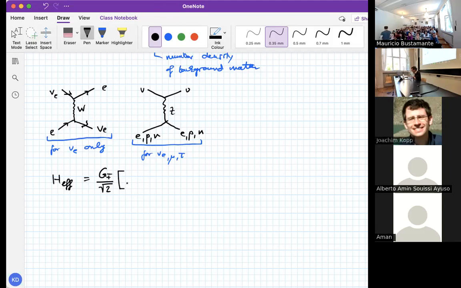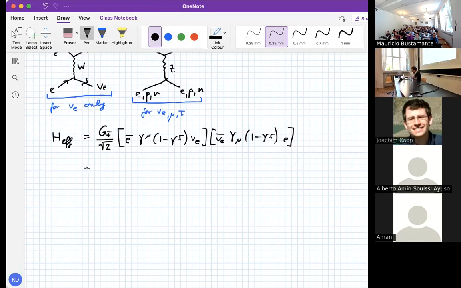So the effective Hamiltonian after integrating out the W reads e bar gamma mu (1 minus gamma 5) nu e times nu e bar gamma mu (1 minus gamma 5) e. So the 1 minus gamma 5, these are just the left-handed projection operators because it's a weak interaction after all. And the factors of 1/2 that normally come with the 1 minus gamma 5, they are actually contained in the Fermi constant.